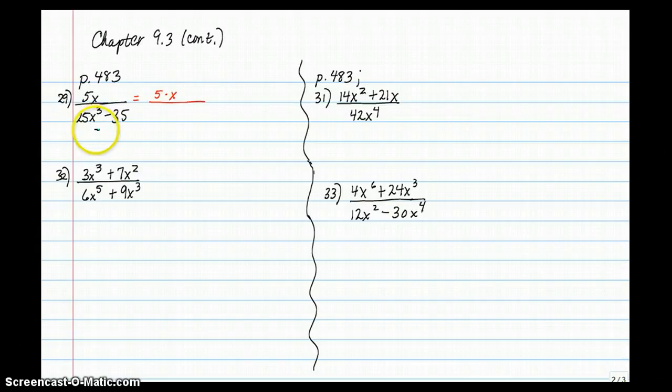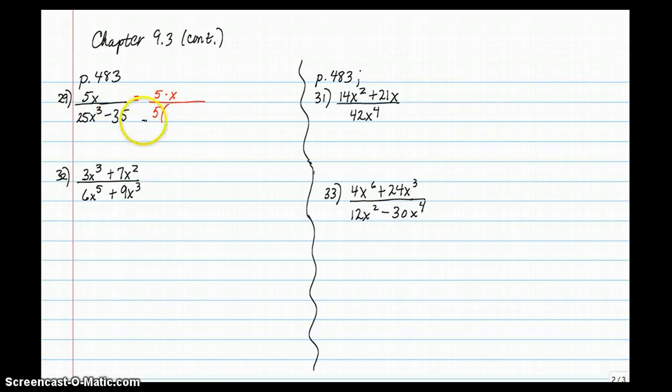Now, here's where it becomes a little more involved. Back in chapter 5, we did factoring, and that's what we're going to do. Factoring is the opposite or inverse of the distributive property. So you look at 25 and you look at 35. They both have a common factor of 5, so we factor it out. There's no x's in 35, so you can't factor anything else.